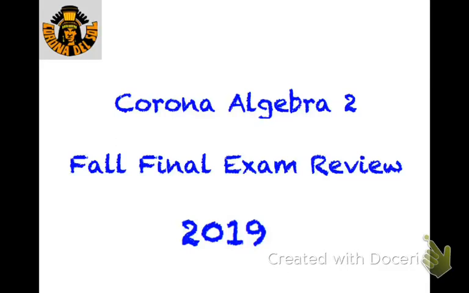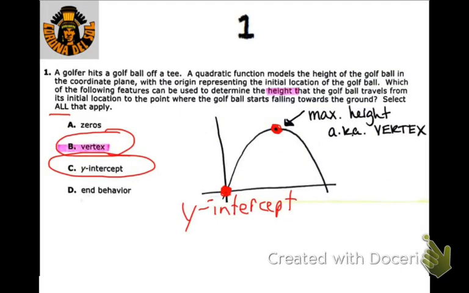All right, I'm going to talk through all the solutions for the Algebra 2 final review. So the first one has two solutions. So vertex and the y-intercept do a nice job of describing the height of the golf ball.